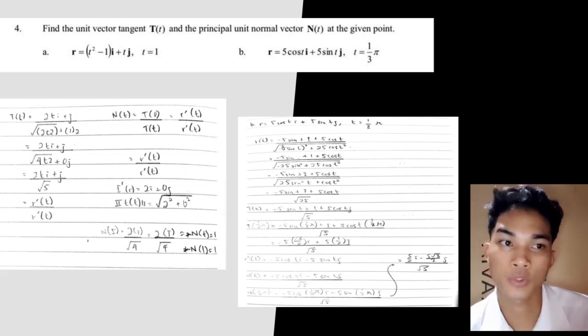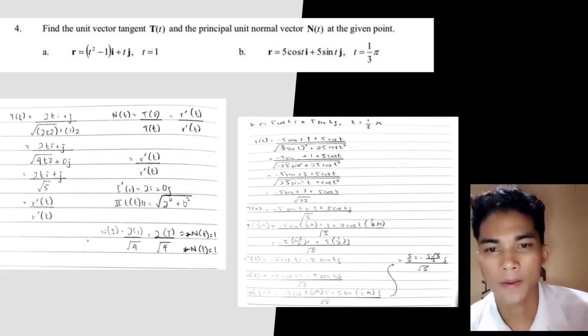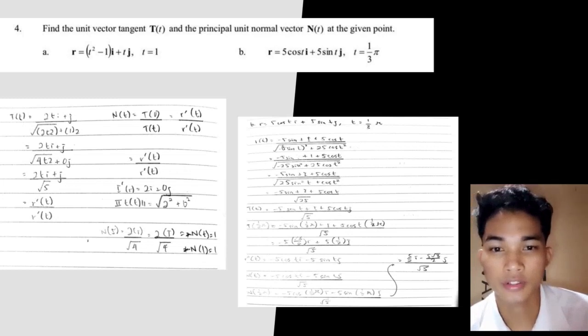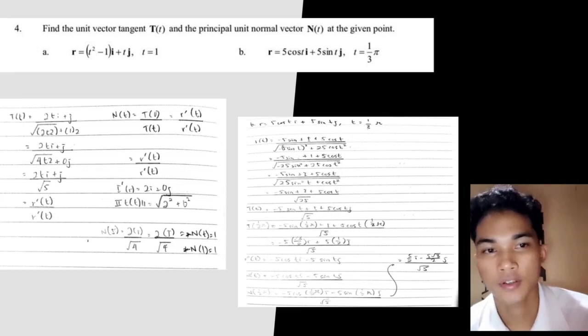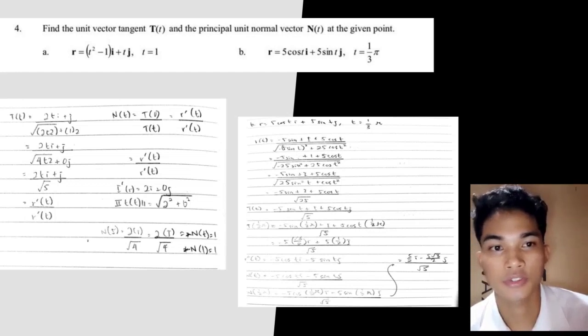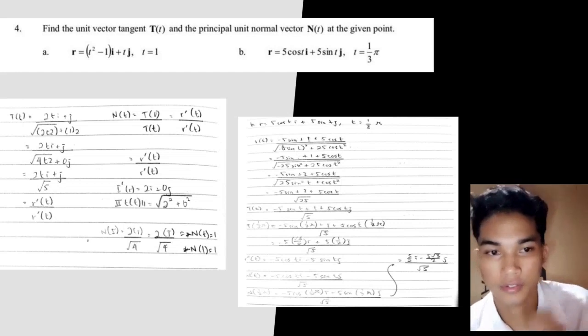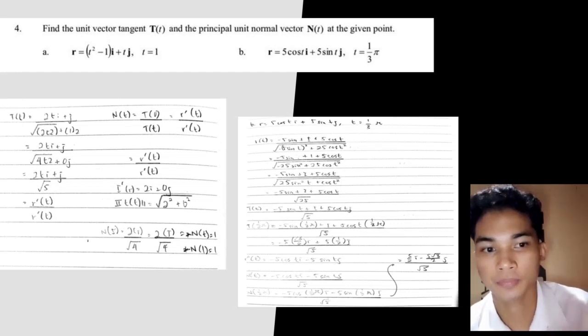So for equation B, which is r equals 5 cos t i + 5 sin t j, and given t equal to 1/2 π. So we solve equation A first. First we differentiate the equation, and then we do the calculation shown in the slide until we get the final answer.